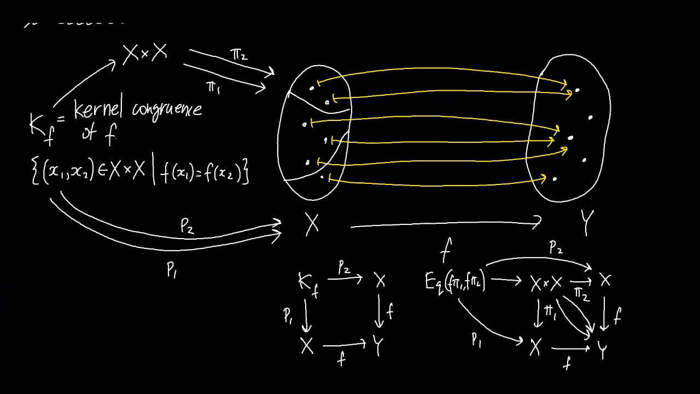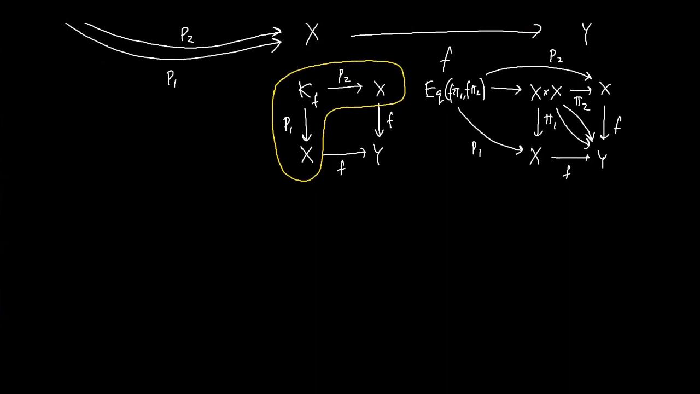Now, categorically, it's a diagram with two arrows, right? This is how a kernel congruence looks. And we often draw it this way. Put Kf there, we put X, and we put pi 1 and pi 2.